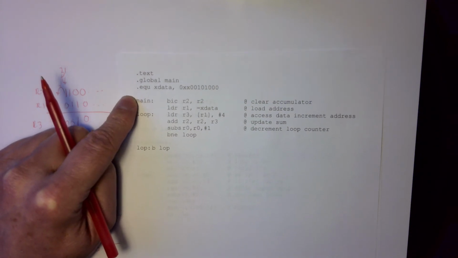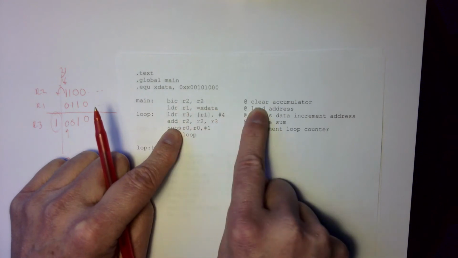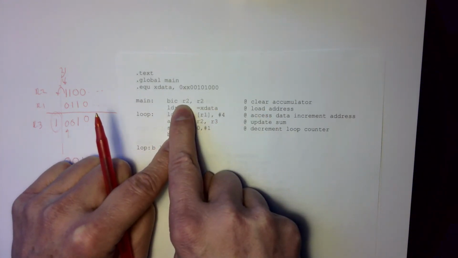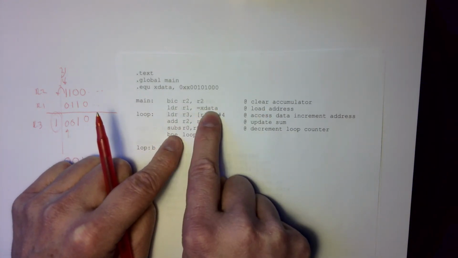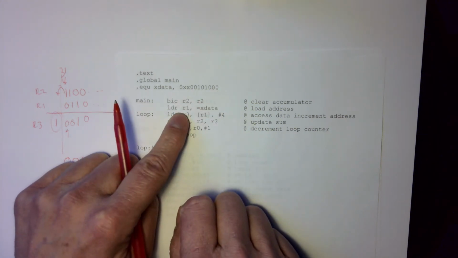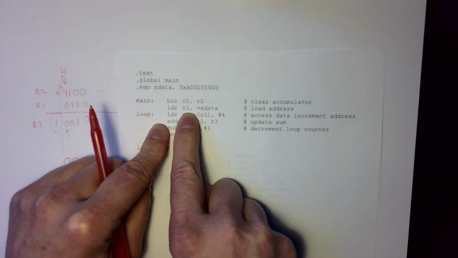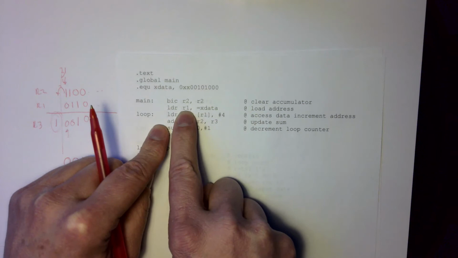So we needed a couple of things. We needed an accumulator, so I cleared one of the registers using a BIC instruction to be my accumulator. Then you have to load the start address into a register. I chose R1, so I'm using the pseudo command load register R1 with equals X data. Now I have the address in R1.